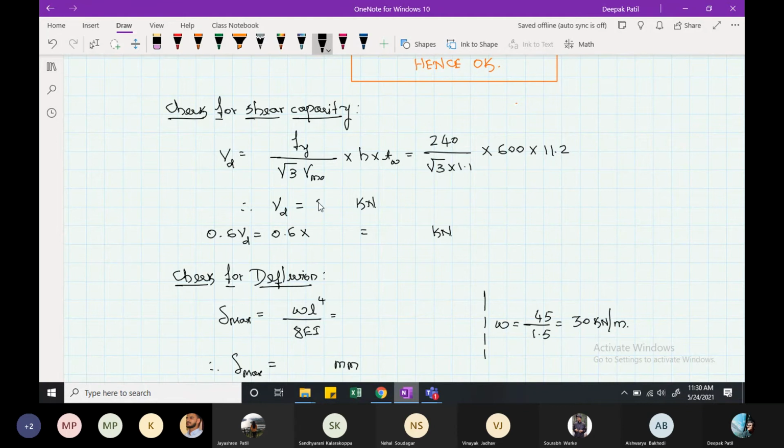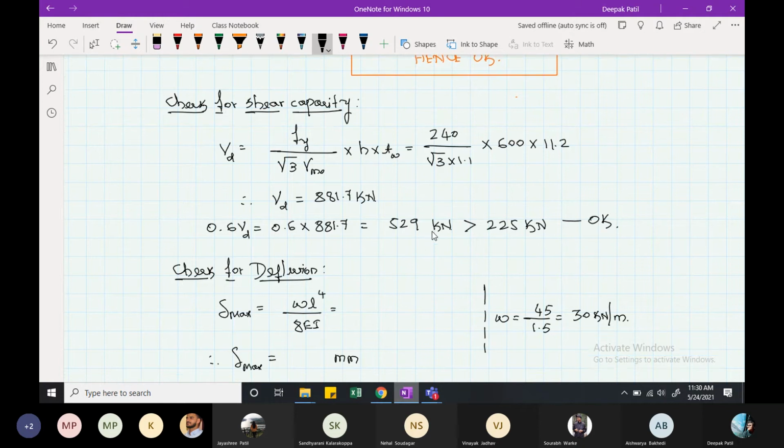881.7. And 60% of that is, 60% of 881.7 is 529. And this is more than the maximum shear force, which was 225 kilonewtons. Hence it is okay. Right?